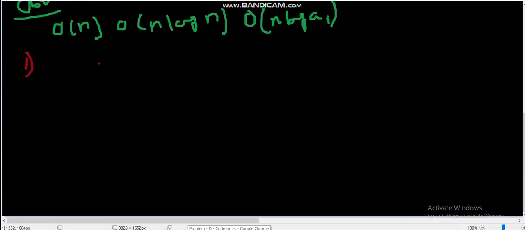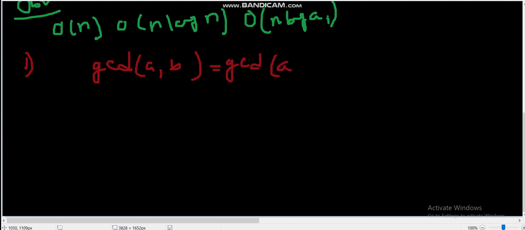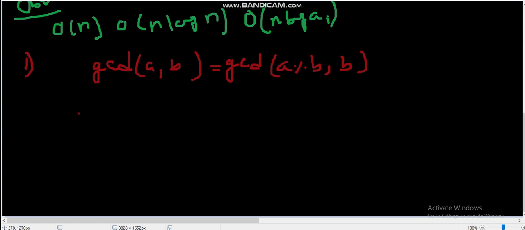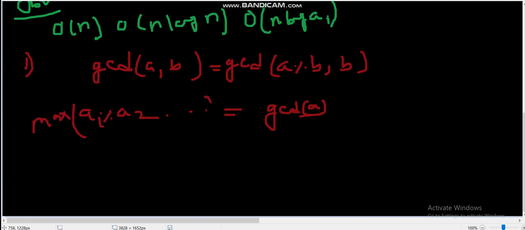Now from the Euclidean algorithm, you know that GCD of a comma b is the same as GCD of a modulo b comma b. So if we arrange the elements a1, a2 in any order, the maximum value that can come is obviously the GCD of the array. Okay, the maximum value of the arrangement, the formula like a1 modulo a2 will be GCD of a. Now there comes a case of how we are arranging this.